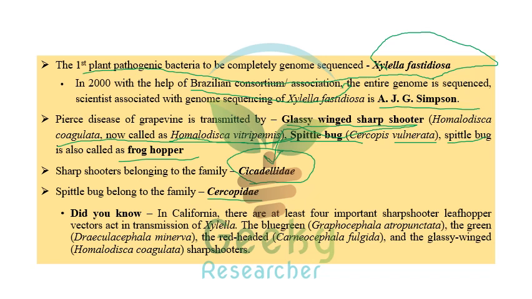Not only the glassy winged sharpshooter, other species are also involved in the transmission of Xylella. Let me tell you one important fact. In California, there are at least four important species of sharpshooter leafhopper that act as vectors: the blue-green leafhopper Graphocephala atropunctata, the green Draeculacephala minerva, the red-headed Carneocephala fulgida, and the glassy winged Homalodisca coagulata. These leafhopper species are involved in the transmission of Pierce disease of grapevine in California. But generally, in various books, Pierce disease of grapevine is transmitted by the glassy winged sharpshooter, Homalodisca coagulata, now called Homalodisca vitripennis.